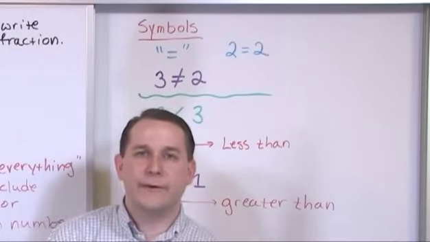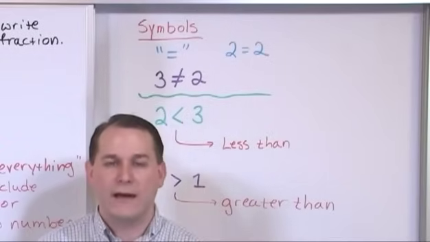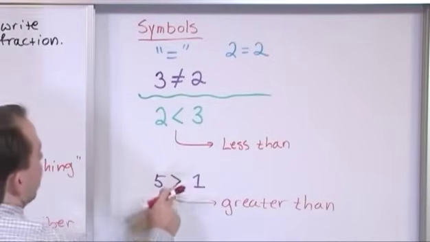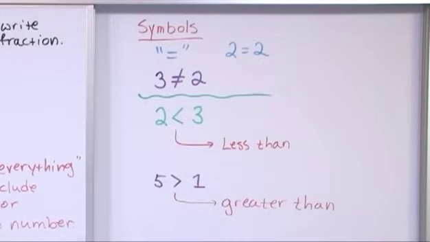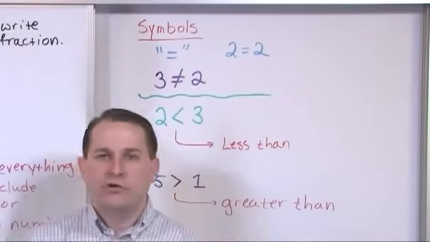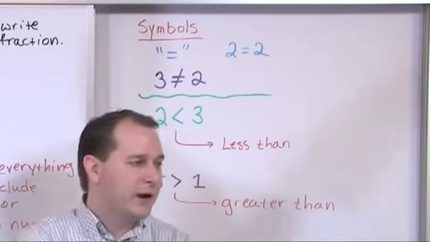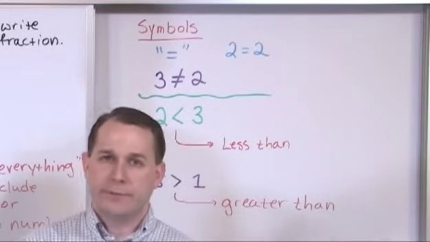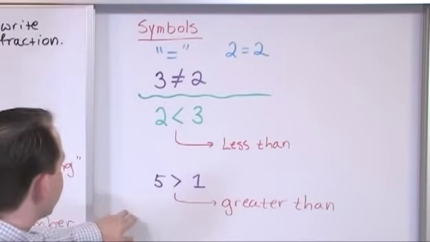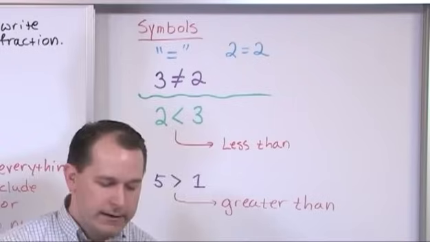So yes, you could say they're separate symbols because they point different ways, but really it's just one symbol. It's an arrow, and the arrow points always to the smaller number. So try not to think of these as two separate symbols that you have to memorize. Think of them as just an arrow that points to the smaller number, and the bigger part of that arrow is going to be next to the bigger number. And when you read it, you just read it like a sentence: 5 is greater than 1, 2 is less than 3.